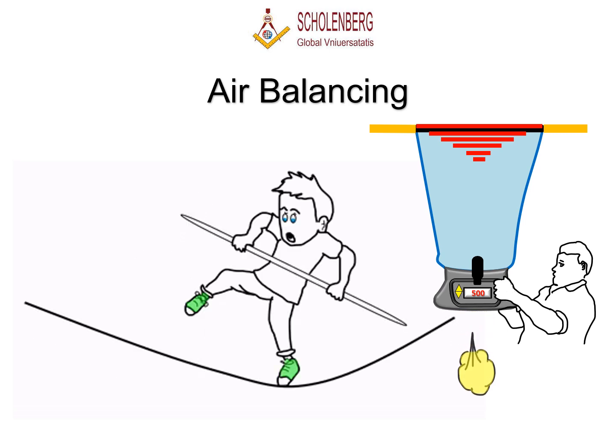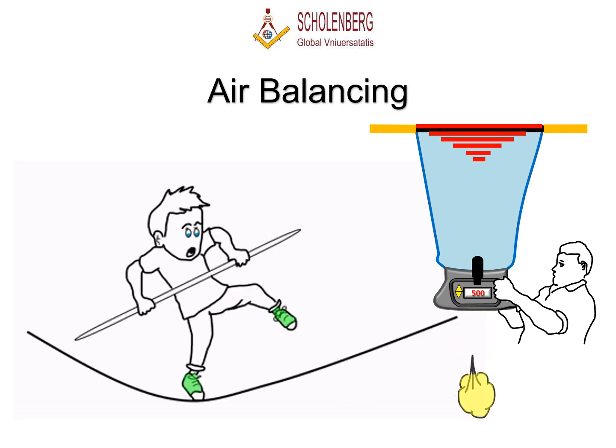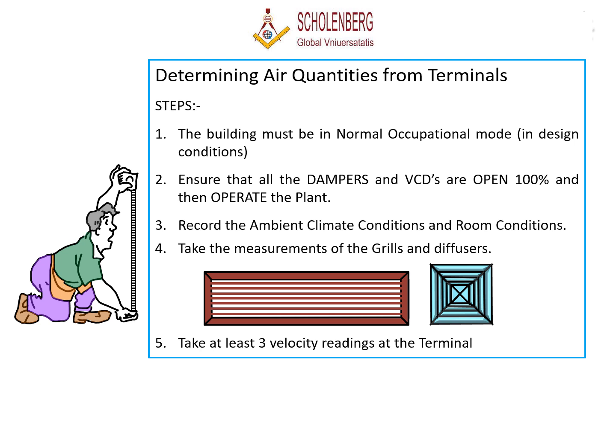Air balancing. Determining air quantities from terminals. Steps. 1. The building must be in normal occupational mode, in design conditions. 2. Ensure that all the dampers and VCDs are open 100% and then operate the plant. 3. Record the ambient climate conditions and room conditions. 4. Take the measurements of the grills and diffusers. 5. Take at least 3 velocity readings at the terminal.